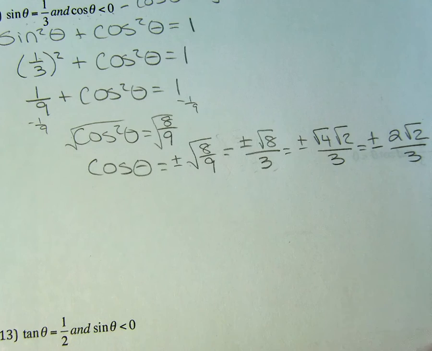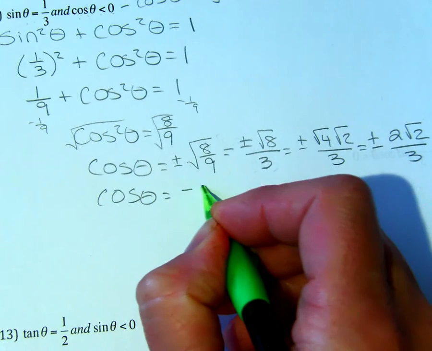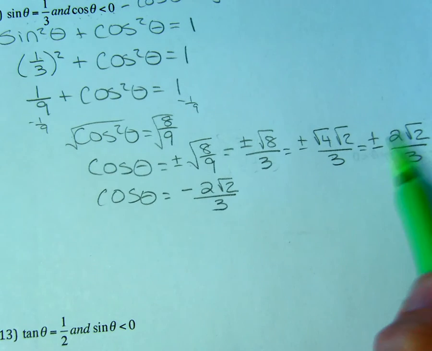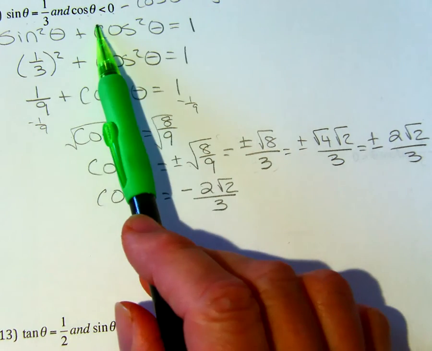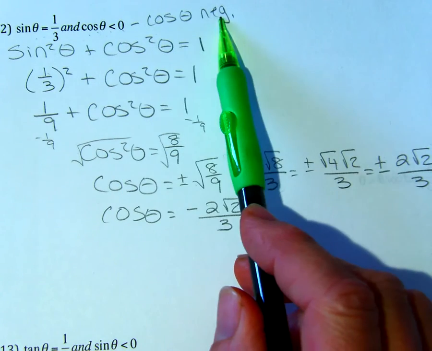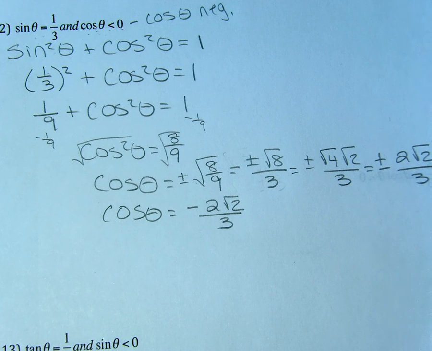Cosine is negative 2 square root of 2 over 3. Because I had the plus or minus, I had to determine which sign it's going to be. Look back at the original problem. It tells me cosine is less than 0, which makes cosine negative. So my answer is cosine of theta equals negative 2 square root of 2 over 3.